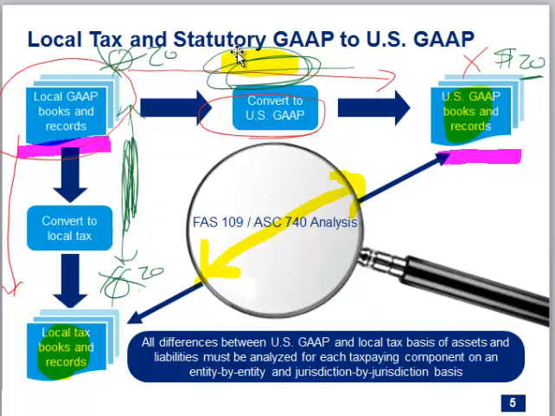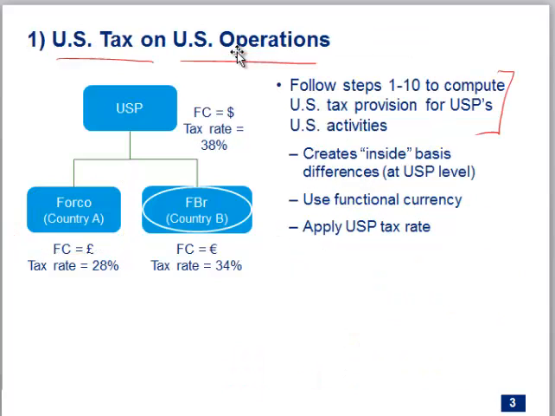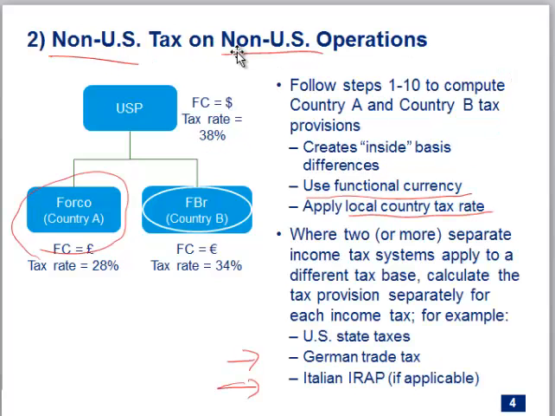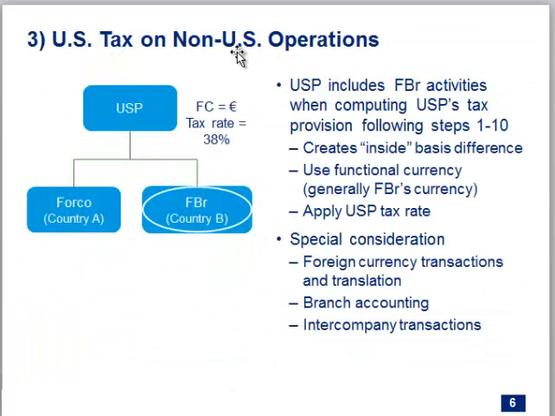Okay. So we covered so far U.S. tax on U.S. operations, non-U.S. tax on non-U.S. operations, and now we're going to deal with the middle ground. Okay. So if I have an entity like FBR, my foreign branch entity, remember I said that I'm going to treat this thing as a flow-through entity.